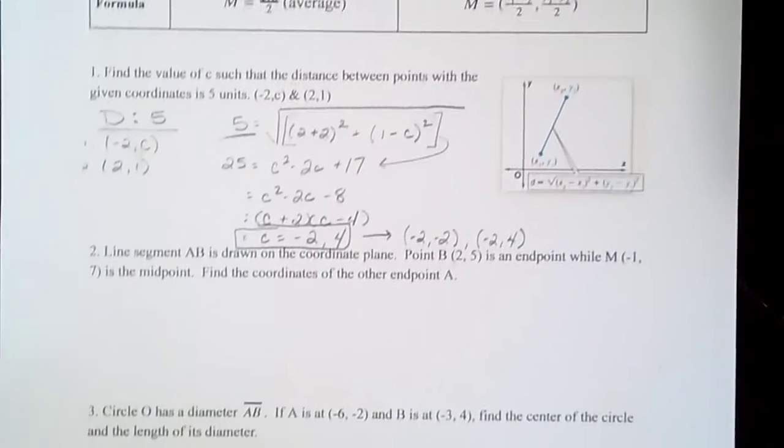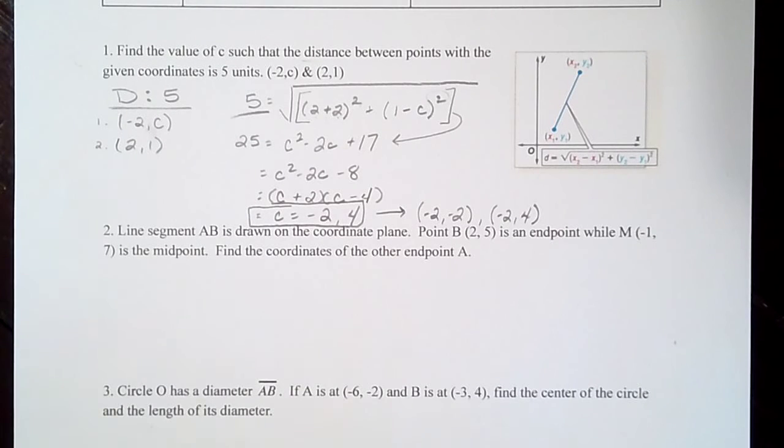All right, the next one says that line segment AB is drawn on a coordinate plane. Point B, 2, 5, is an endpoint, while M, -1, 7, is the midpoint.